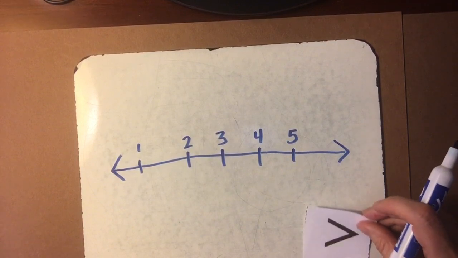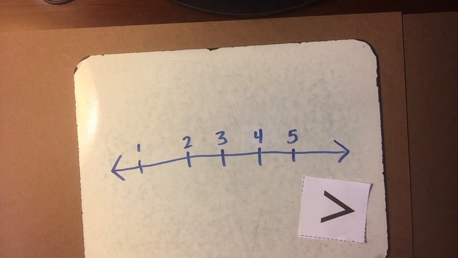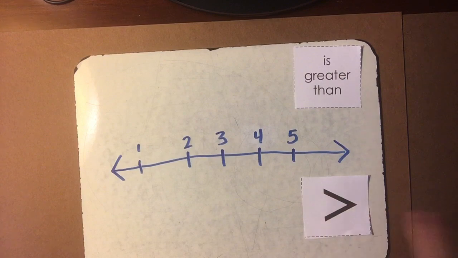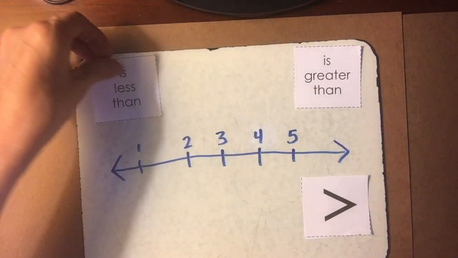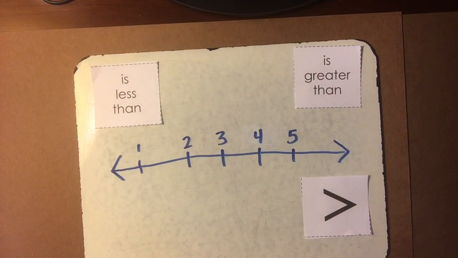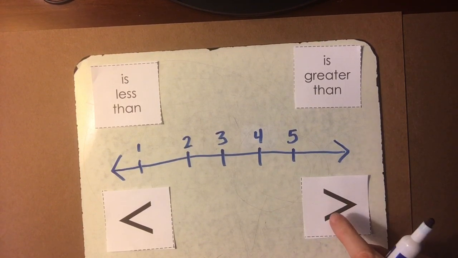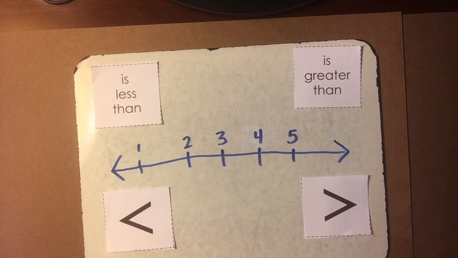So what I want you to notice, though, is the arrow that represents greater than points to the bigger numbers, and then the arrow that represents less than points to the smaller numbers. So that's another way that you can think about greater than and less than if you forget which symbol means what, because I remember when I was your age, I got those turned around a lot, like I'd mix them up.